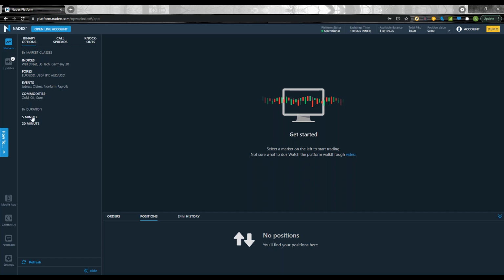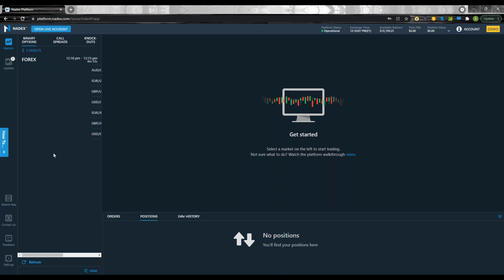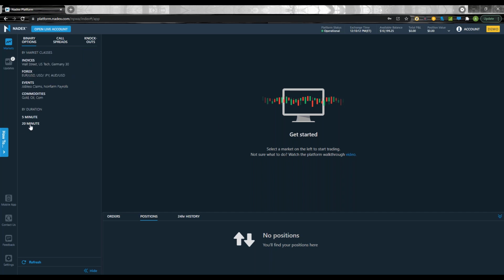And then at the bottom here, you can actually search by duration. So you can pull up your 5-minute binaries. Those are just going to be Forex contracts for the 5 minutes. You can also pull up your 20-minute binaries by clicking on those, and the 20 minutes will just be those indices.